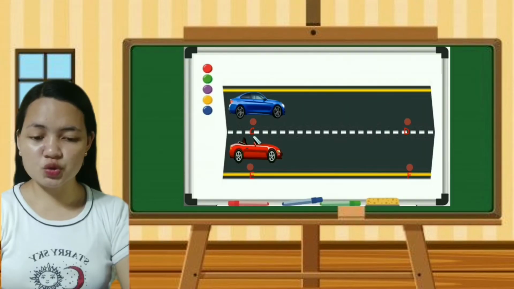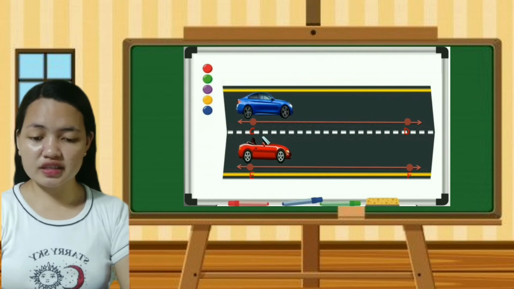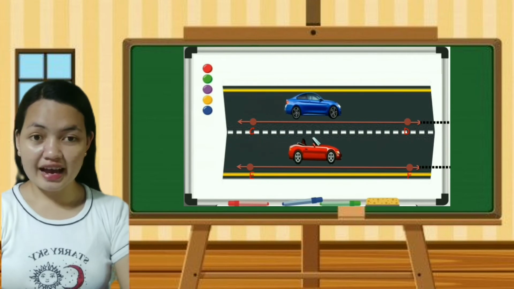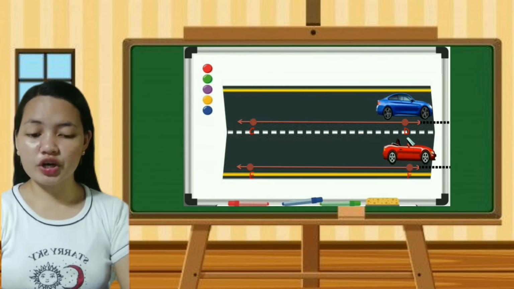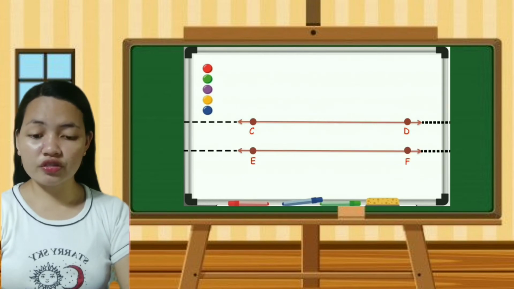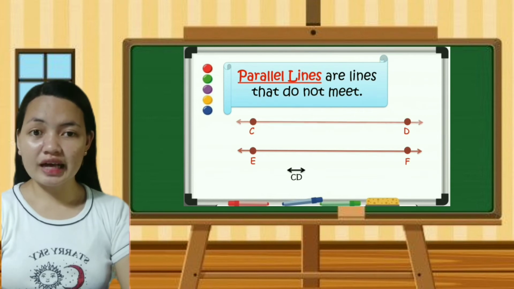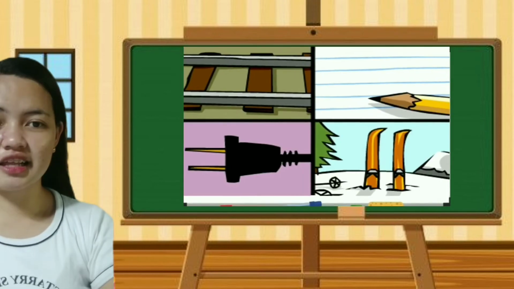Let's try to observe the movements of two cars. If the two cars continue to move in the same direction, do you think the two cars will meet at the center point? The answer is no. If we represent the movement using lines, a pair of lines that do not meet at any point, even if we extend the lines in both directions, is what we call parallel lines. So we can say that line CD is parallel to line EF. We use a symbol to represent parallel lines. Here are some examples of parallel lines.